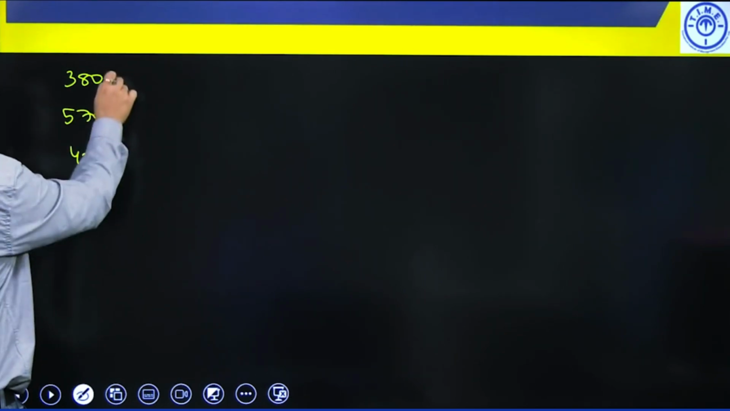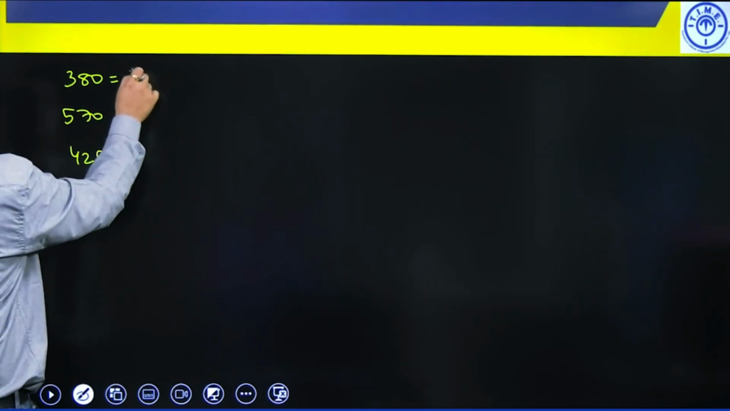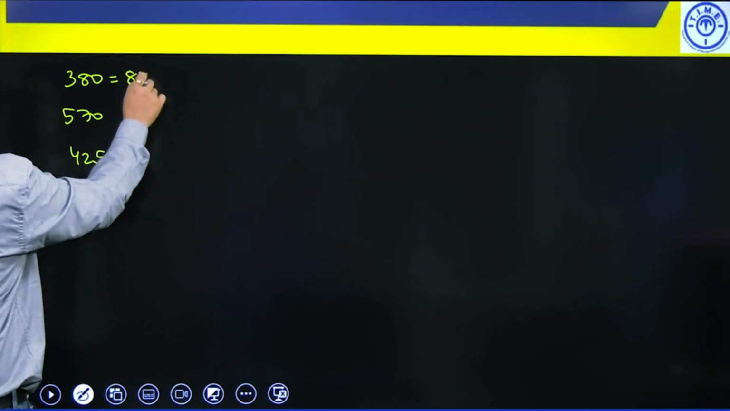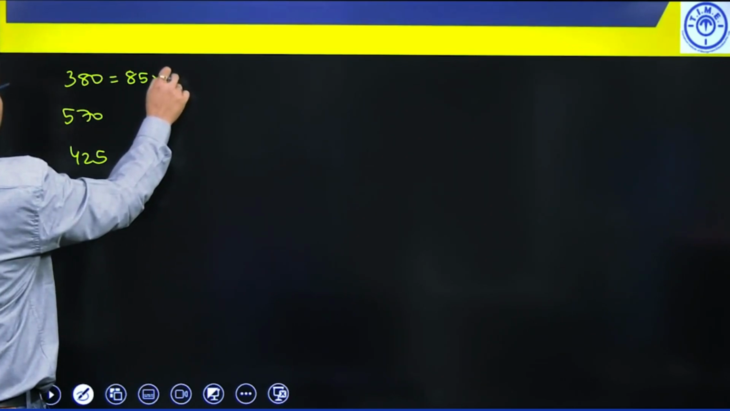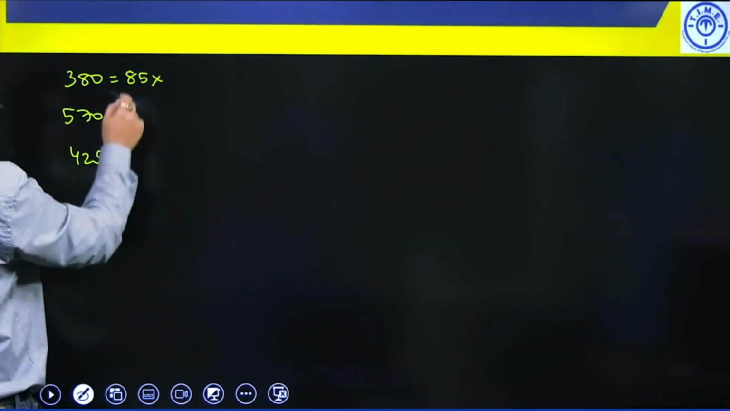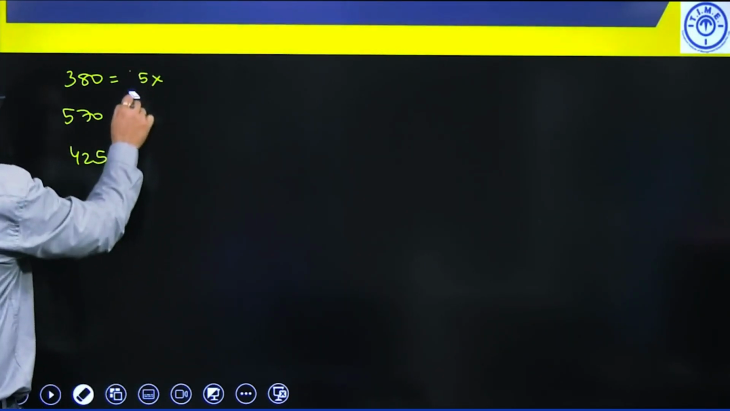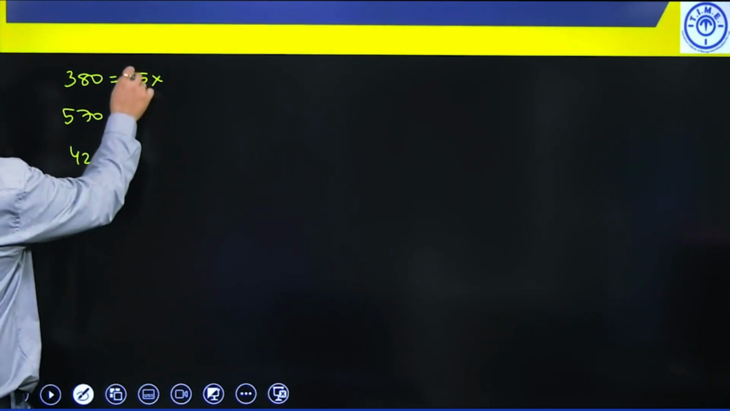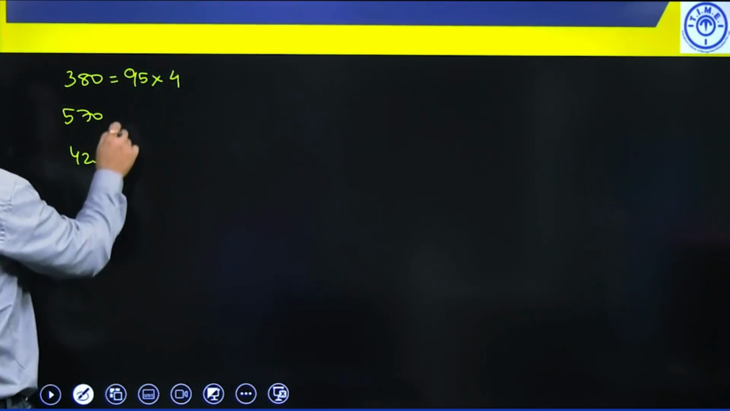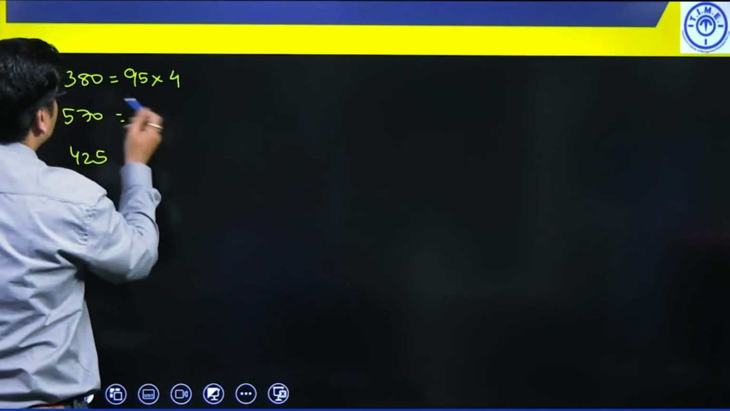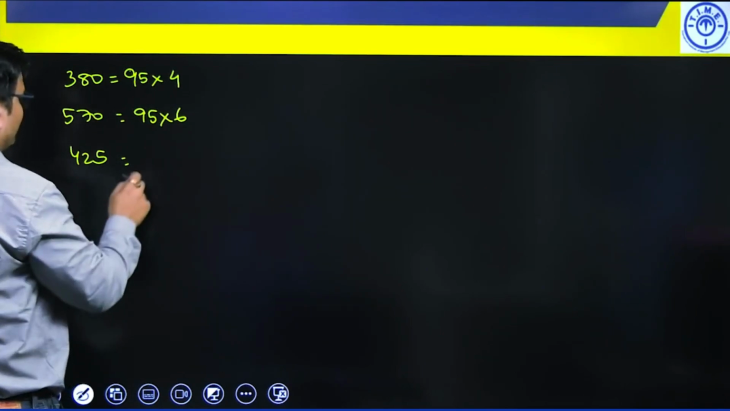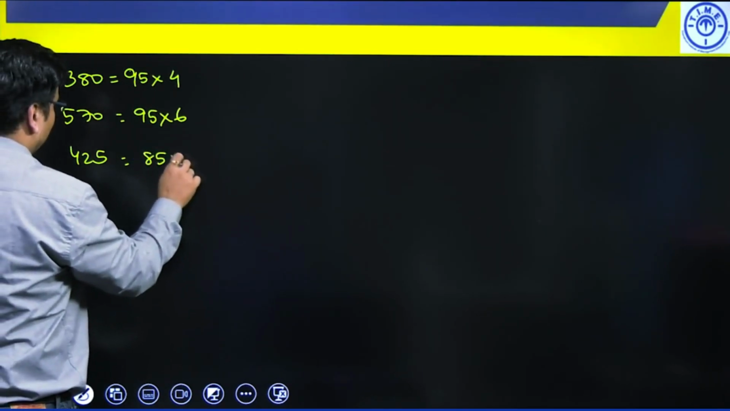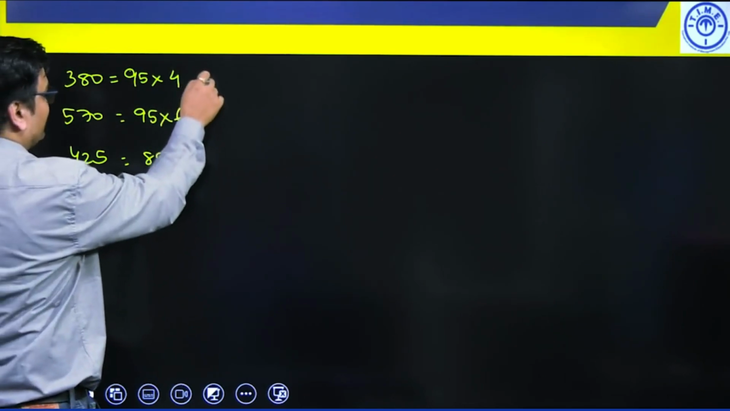425. So 380 is nothing but 190 into 2, which is nothing but 95 into 4. Right? What about this? This is 190 into 3 or 95 into 6. And this is 425, which will be what? 85 into 5. So let's see what's the common factor that we can search for.